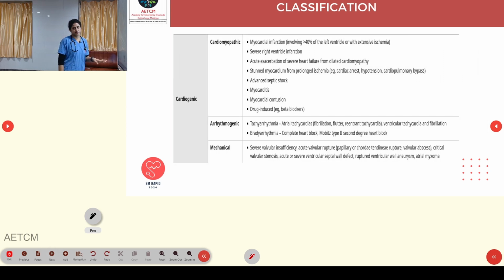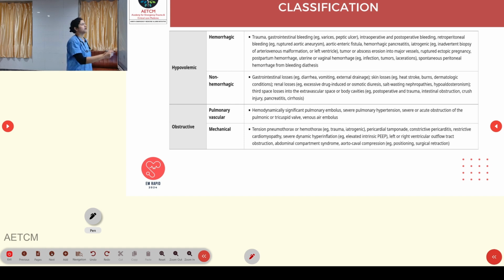The next one is cardiogenic. Cardiogenic shock is divided into cardiomyopathic, arrhythmogenic and mechanical. Cardiomyopathic is mainly myocardial infarction, severe right ventricle infarction, acute exacerbation of severe heart failure, advanced septic shock, myocarditis, myocardial contusions during trauma and drug induced. Arrhythmogenic can be tachyarrhythmia and bradyarrhythmia, and mechanical may be severe valvular insufficiencies.